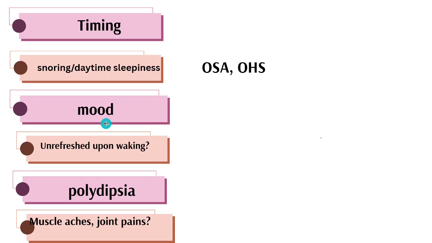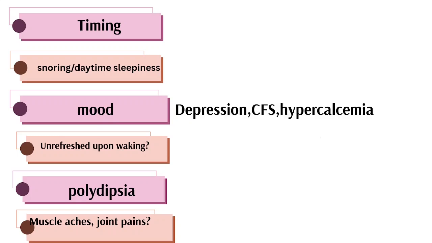Besides this, you can then go on to the next question of mood. If the patient has been feeling low lately, think about depression, chronic fatigue syndrome, also hypercalcemia. So fatigue with mood disorders can point towards hypercalcemia, and that can be seen in maybe sarcoidosis or maybe malignancies. Does the patient feel refreshed upon waking? If not, think about both OSA and fibromyalgia.